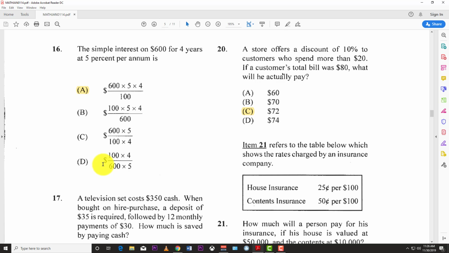Number 20. A store offers a discount of 10% to customers who spend more than $20. If a customer's bill was $80, what will he actually pay? And the answer here is $72.